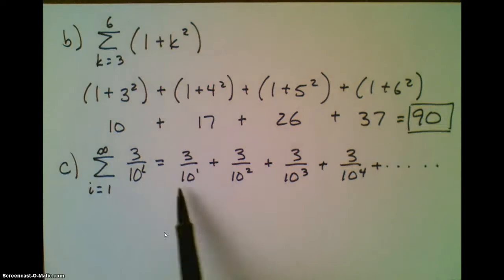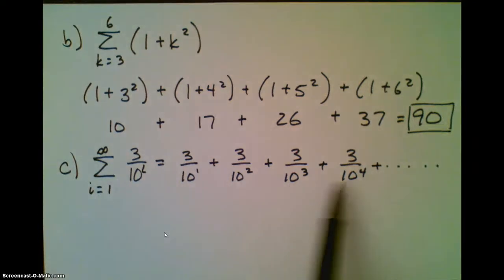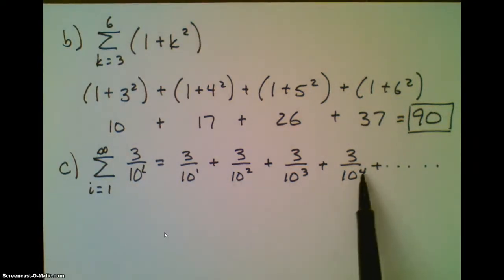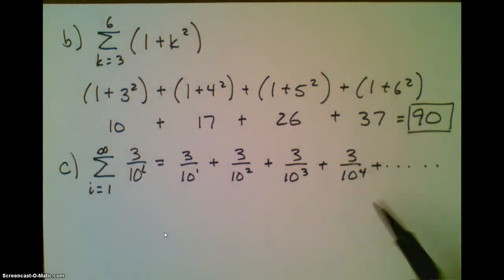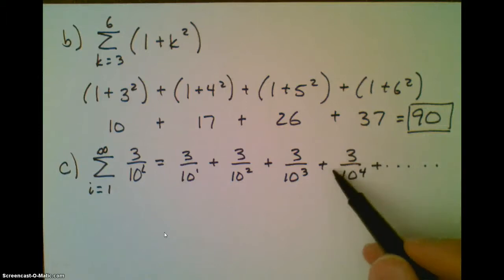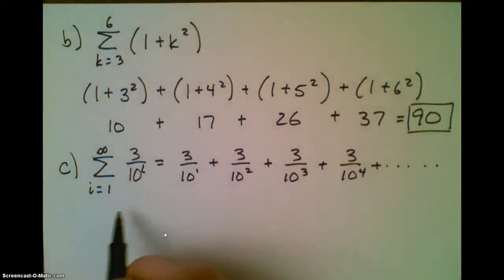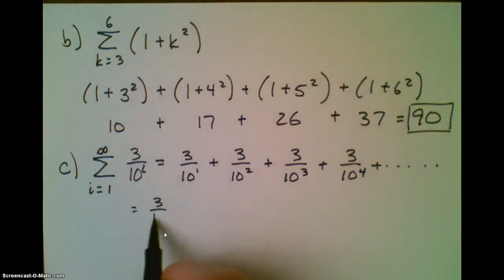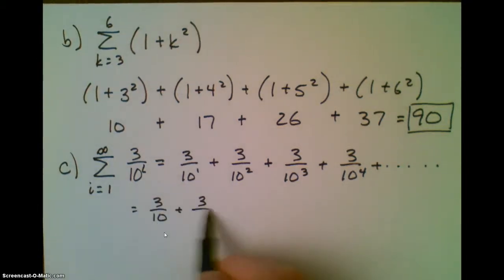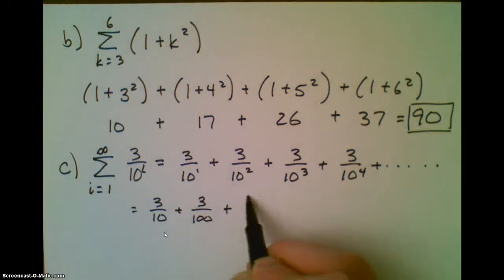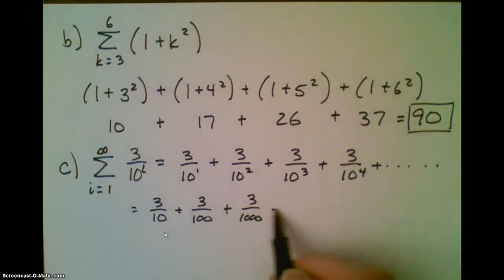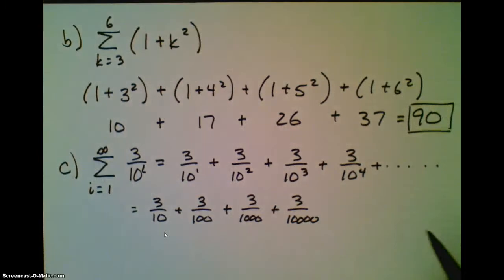But notice as the number that we substitute in gets larger and the denominator gets larger, what's happening to these fractions? As the denominator gets larger, the fractions are actually getting smaller. So we're getting a smaller and smaller number each time. So we've got 3 tenths plus 3 hundredths plus 3 thousandths plus 3 ten-thousandths, and then we're going to keep going.